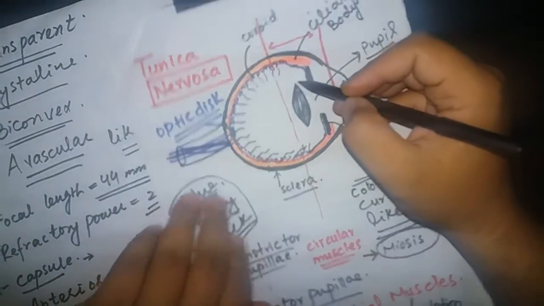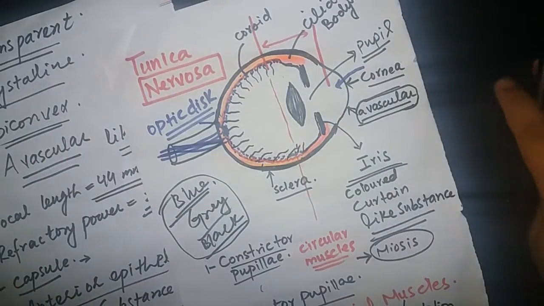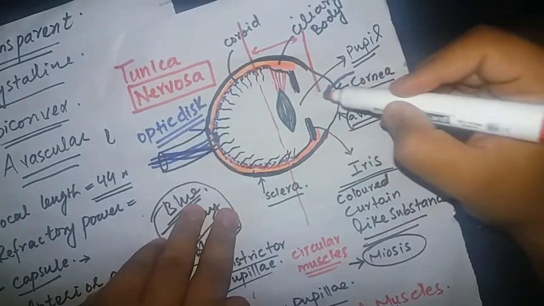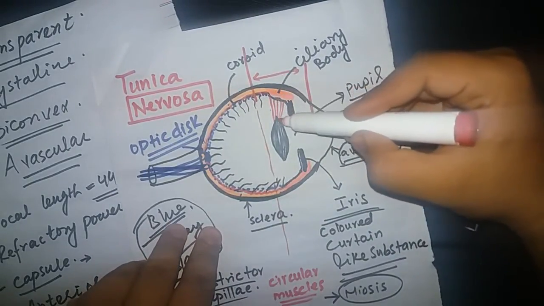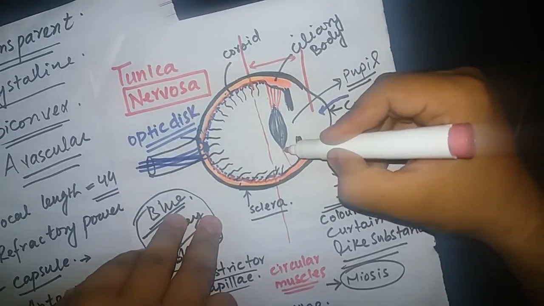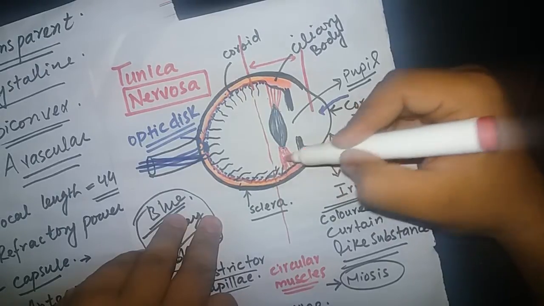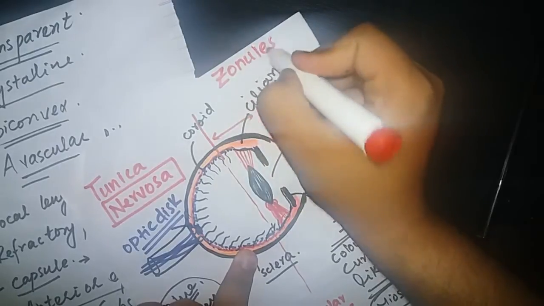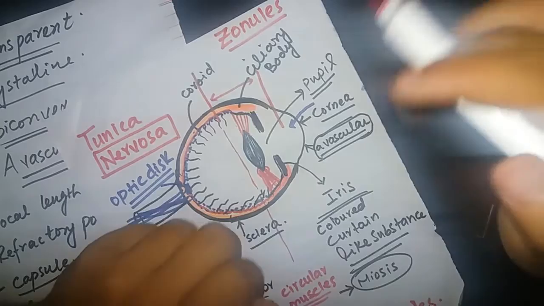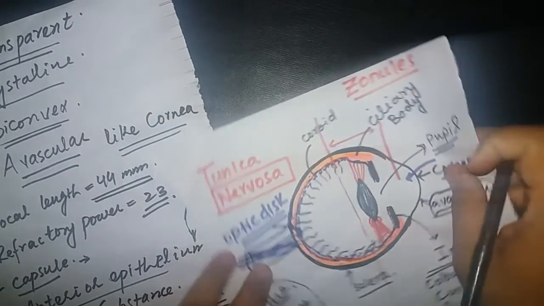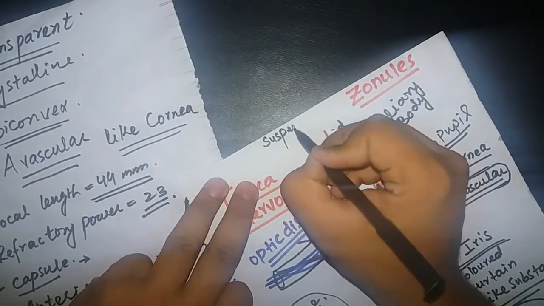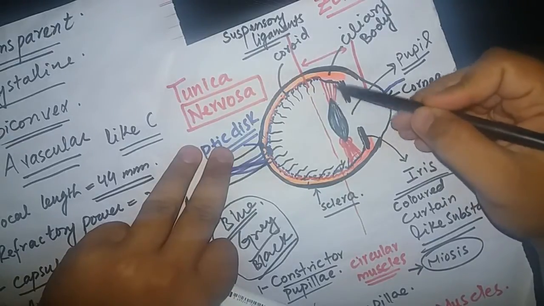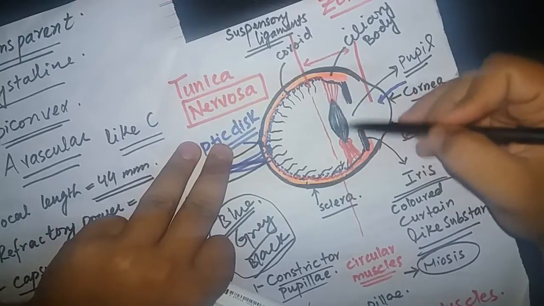Now, the lens is not placed here just as it is. Some fibers are connected to this lens, which support it. These fibers are attached to the ciliary body up here and to the lens up here. They are attached to the lens on one side and to the ciliary body on the other side. They are called zonules or zonular fibers, and in very simple language, suspensory ligaments. They support the lens and hold it at its position.